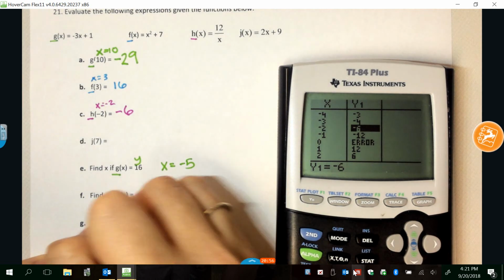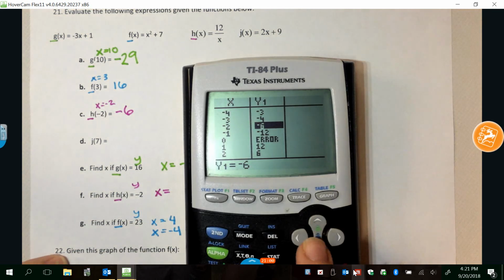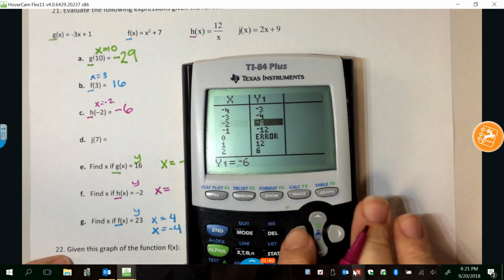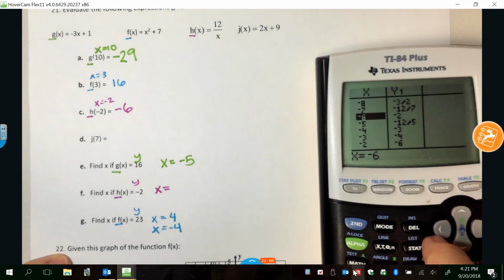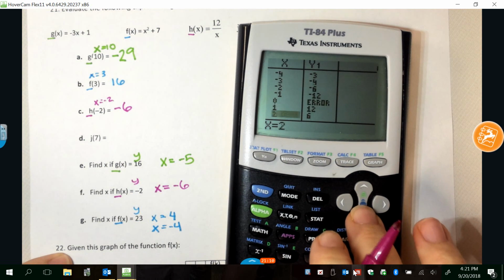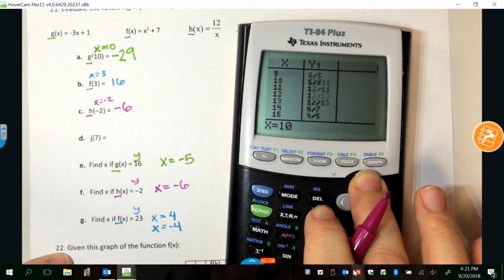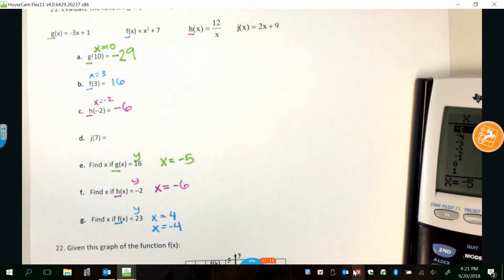Now this is telling me to find x when y is -2. So it's the opposite. So now I'm looking in this column. So -2 happens right here, which is when x equals -6. So we can always look around for another one. So these aren't getting any closer. So this only happens once, okay? Last one.